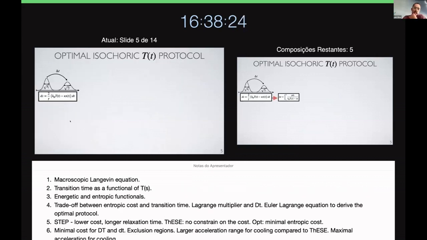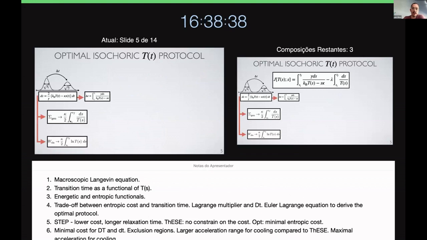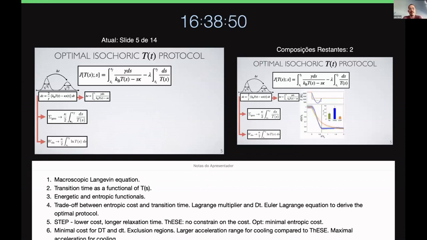So the idea for that is to look at the macroscopic Langevin equation, in which we identify the transition time as a functional of the protocol. In our case, the protocol in temperature. By looking at this functional approach, we are able to identify two functionals for the cost, one functional for the entropy and the other one for the energetic cost. Here we use the entropic cost in order to build a functional that makes a trade-off between the transition time on the left and the entropic cost on the right.